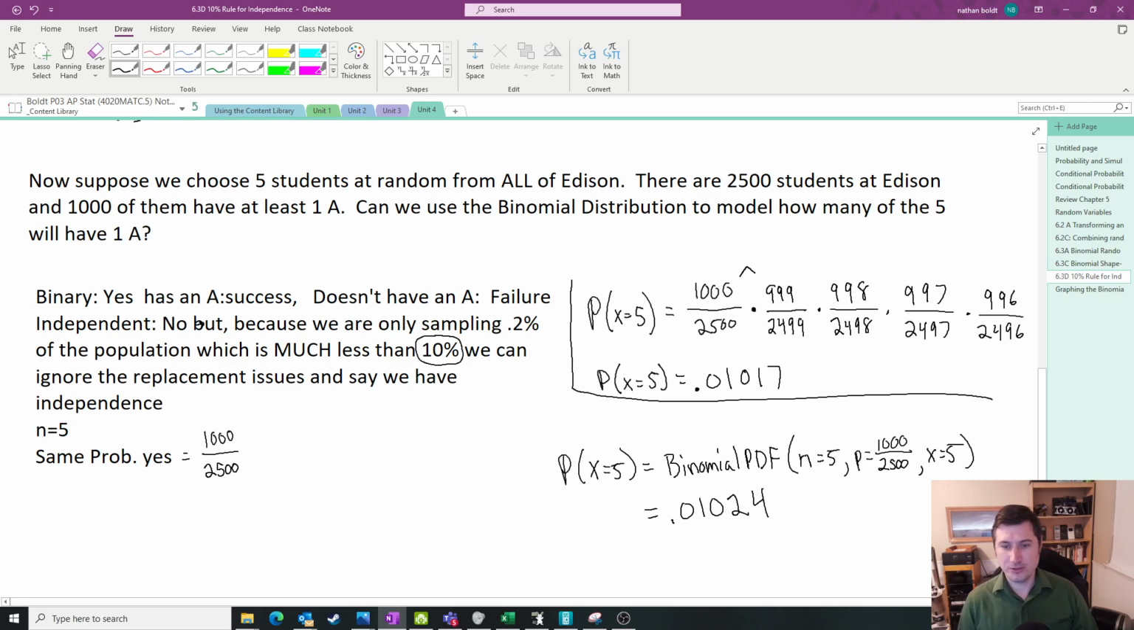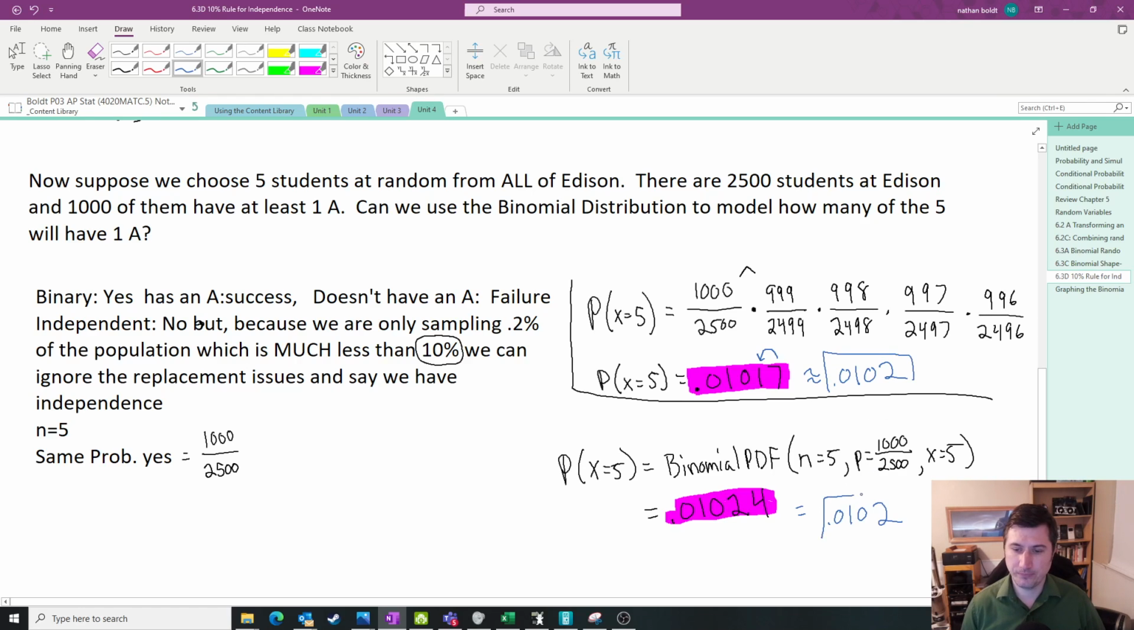0.01024. So take a look at the difference between those two numbers. Yes, they are slightly different, but not by any major amount. If I rounded these two, they are exactly the same. You could say the 7 rounds the 1 up to a 2, so that is roughly equal to 0.0102, and that one is also 0.0102. It doesn't even round up. We're accurate to 4 decimal places. Okay, so we are allowed to sort of fudge that independence rule if the issue is replacement.